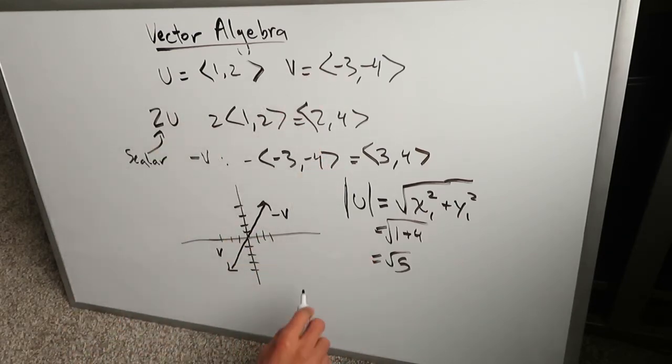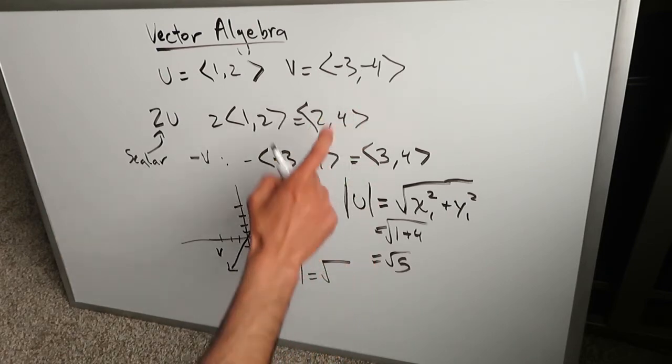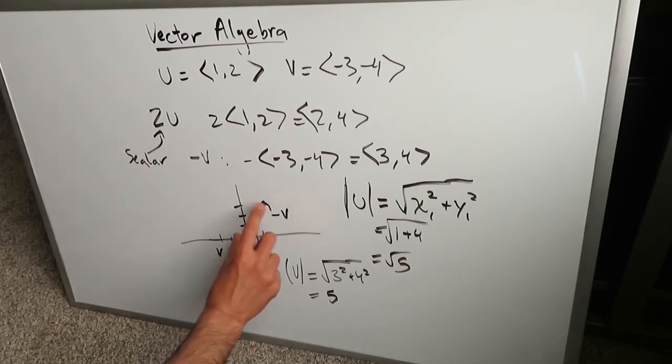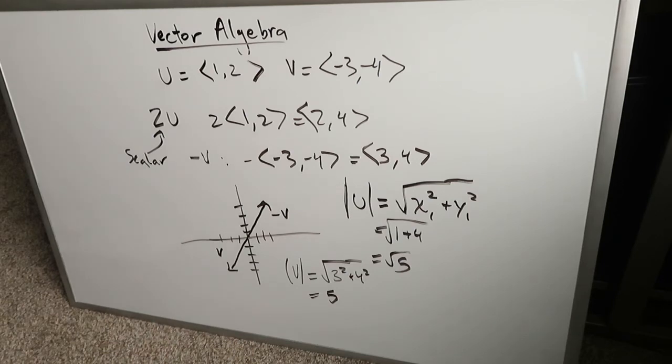What's the magnitude of v? The magnitude of v will be the square root of the numbers within it squared. 3 squared plus 4 squared, 9 plus 16, root 25, you'll get 5. The magnitude of this is 5. The magnitude here can imply the length. Right? The magnitude here implies a length.